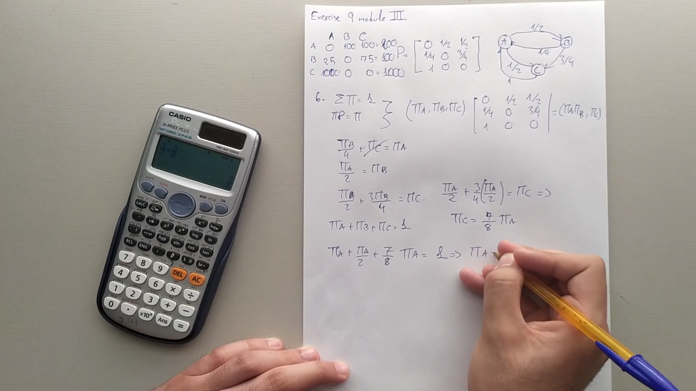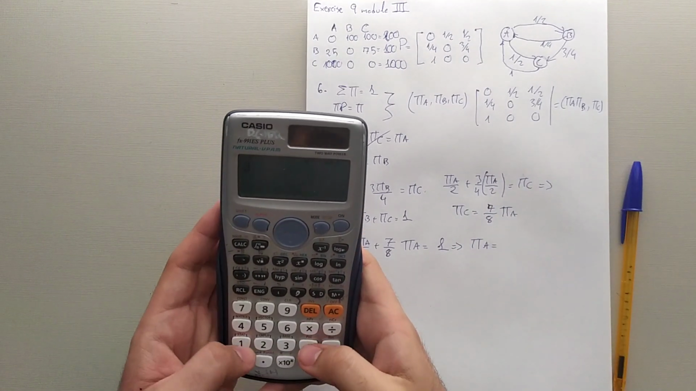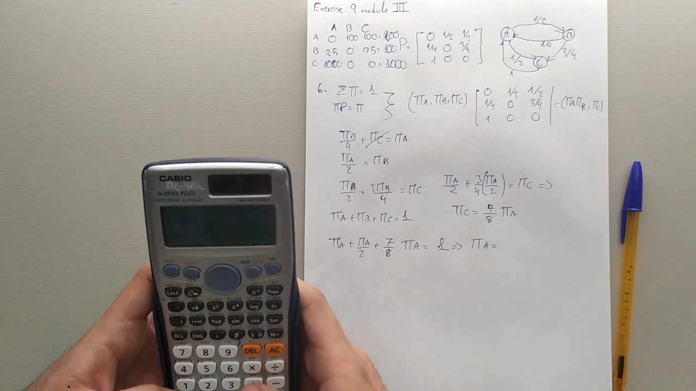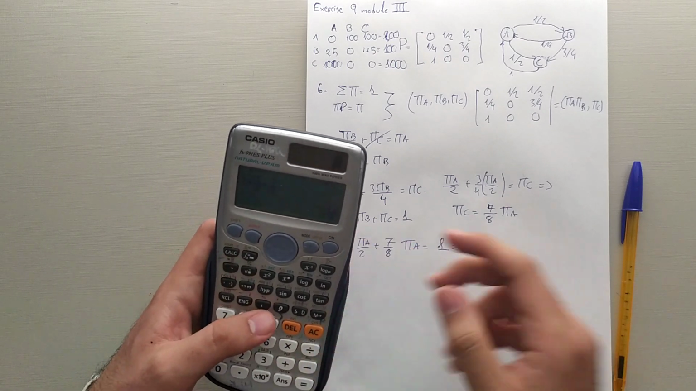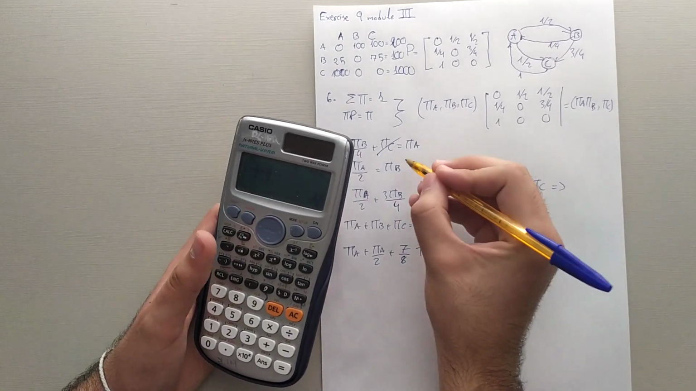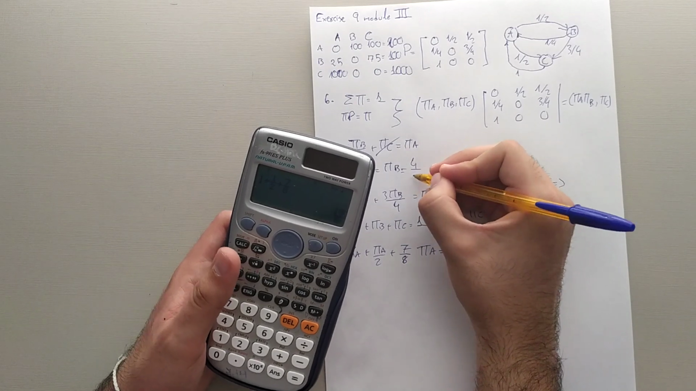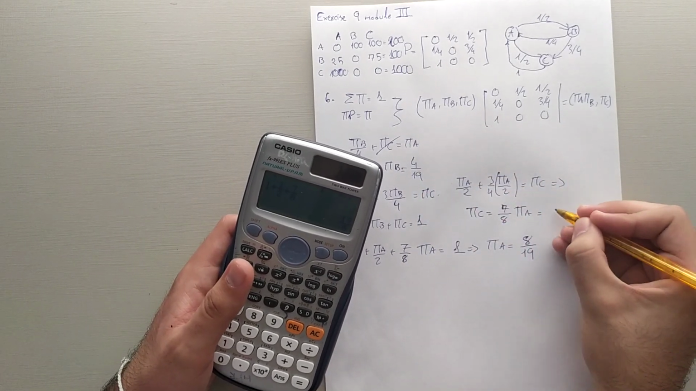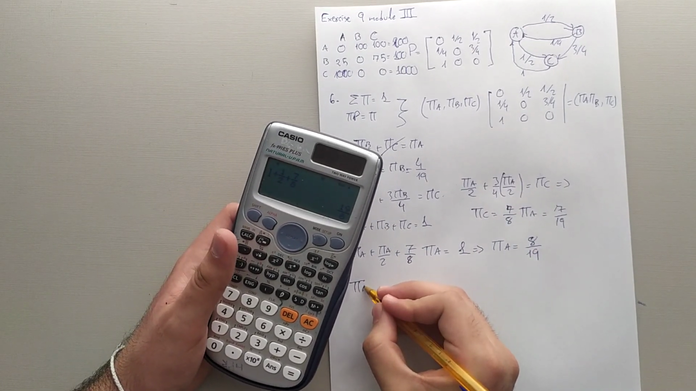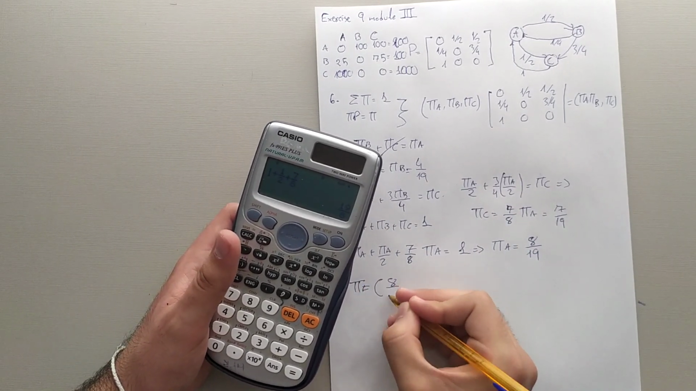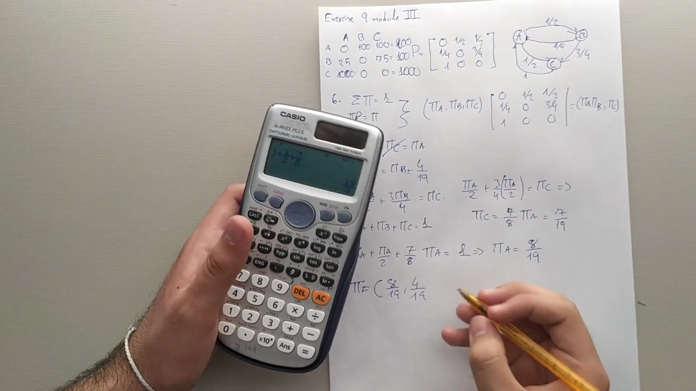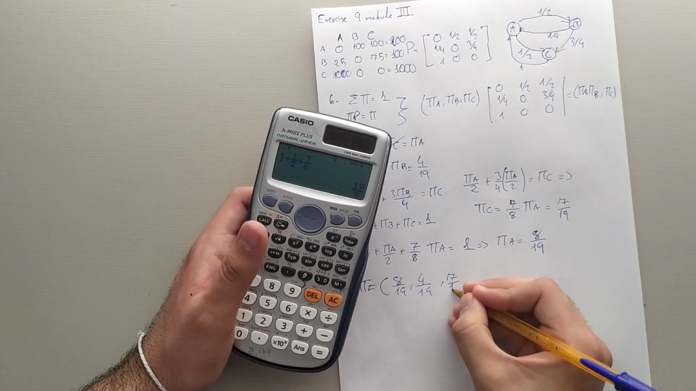So pi A will be equal to 1 divided by 1 plus 1 over 2 plus 7 over 8. That will be equal to 8 divided by 19. Here pi B will be equal to 4 divided by 19, and here pi C to 7 divided by 19. So the steady state vector should be equal to 8 divided by 19, 4 divided by 19, and 7 divided by 19.